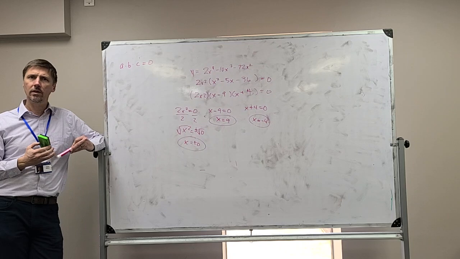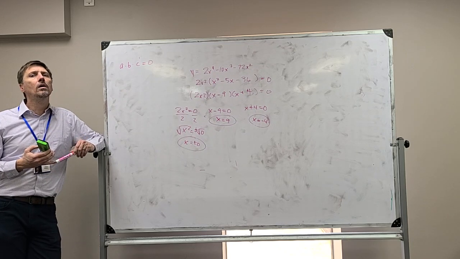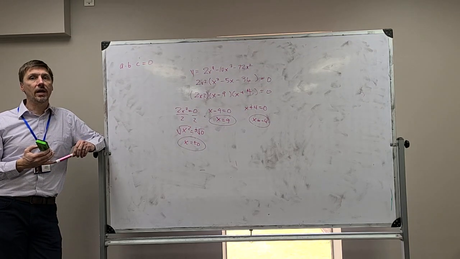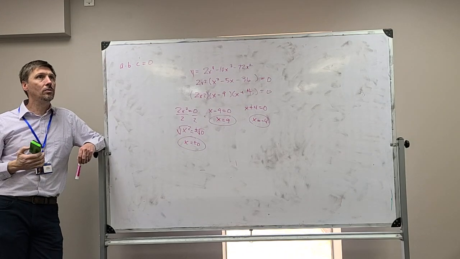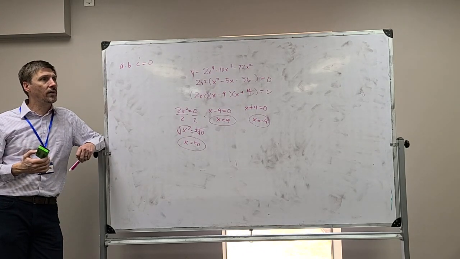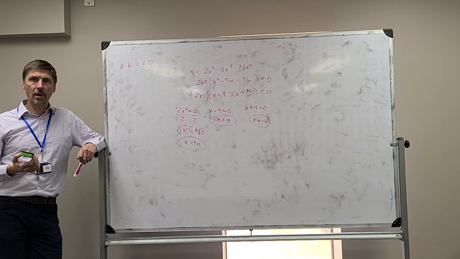What was your question? Why did the line sag? Why did it go down and come back up? It has to do with the fact that it's kind of like when we graph parabolas, right?